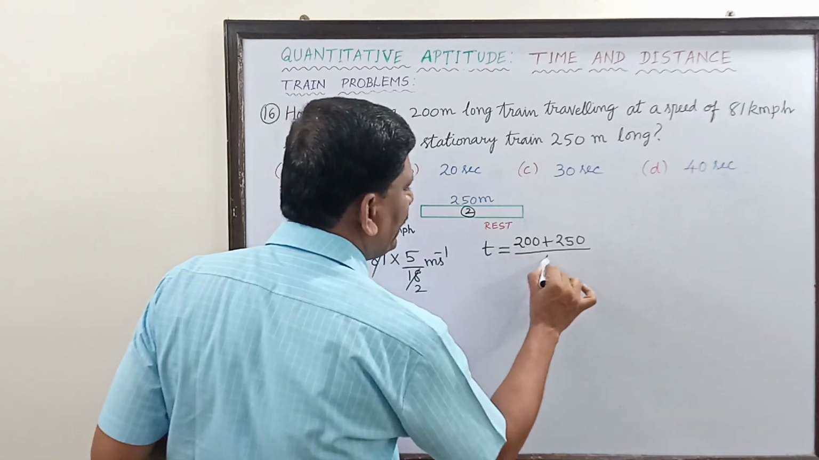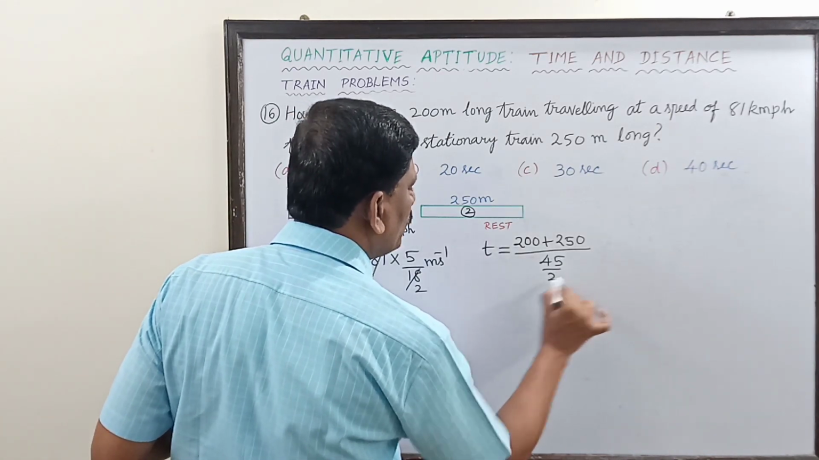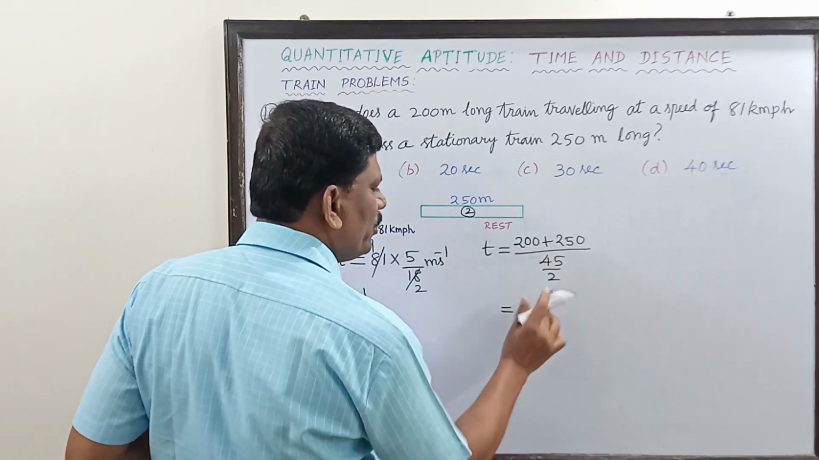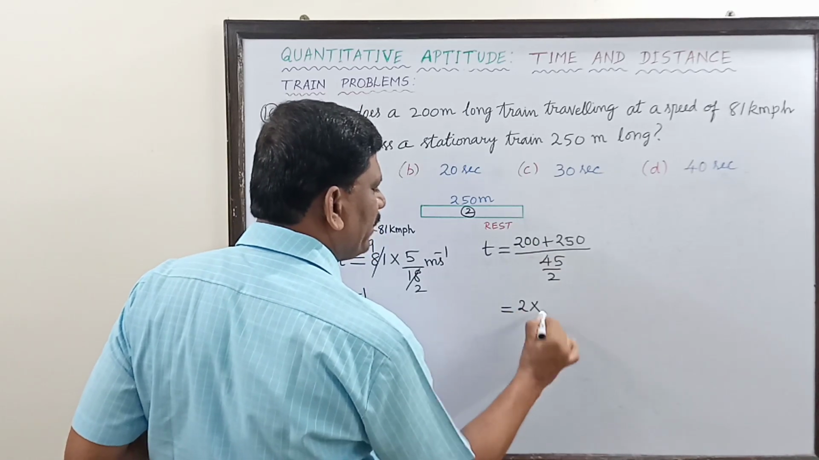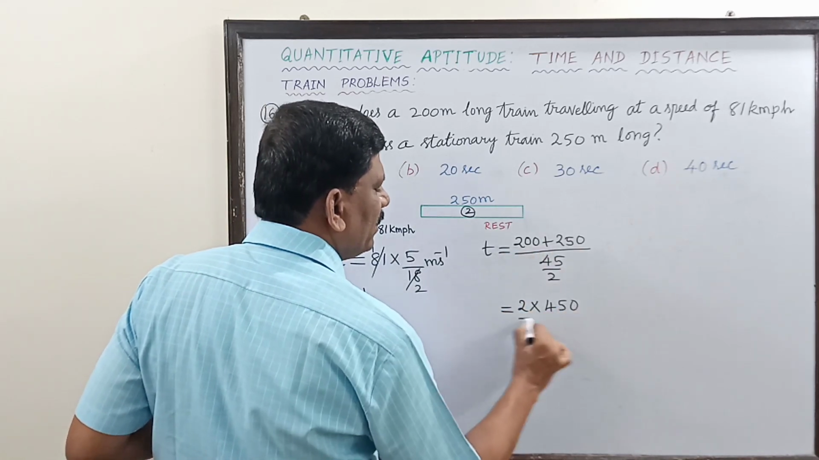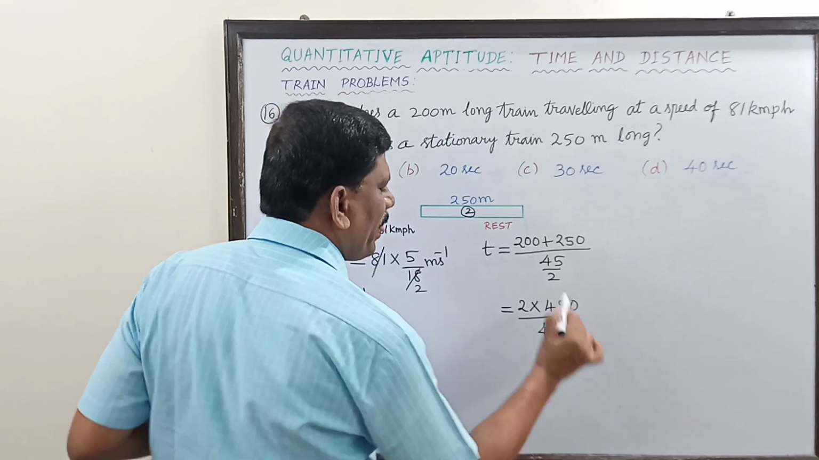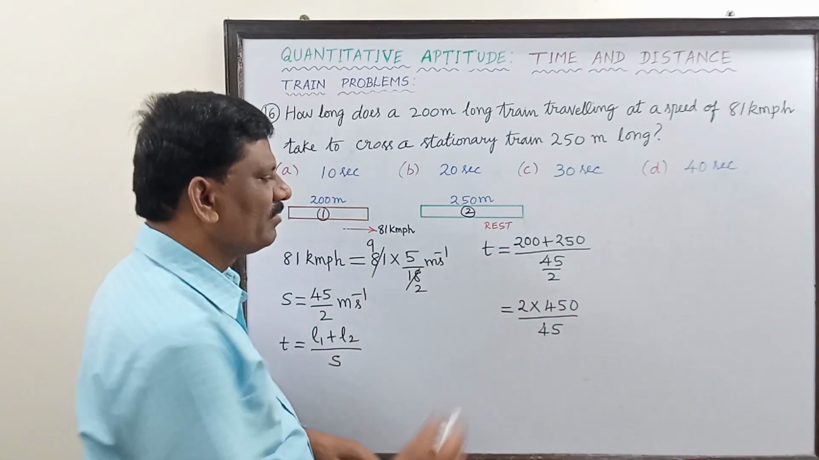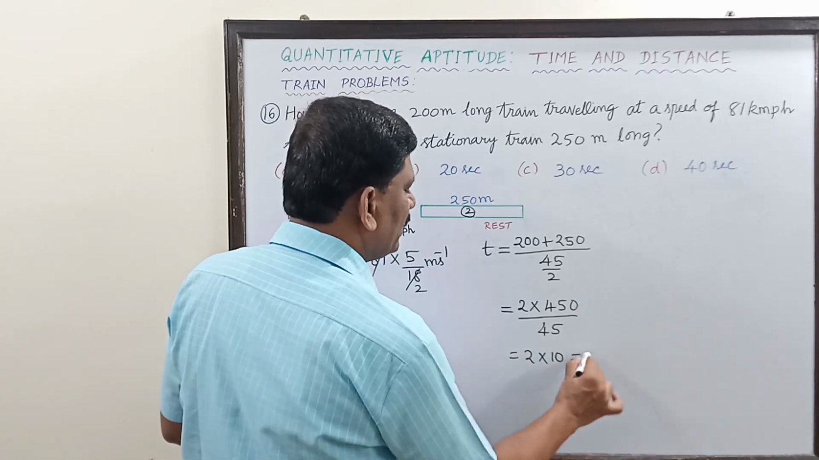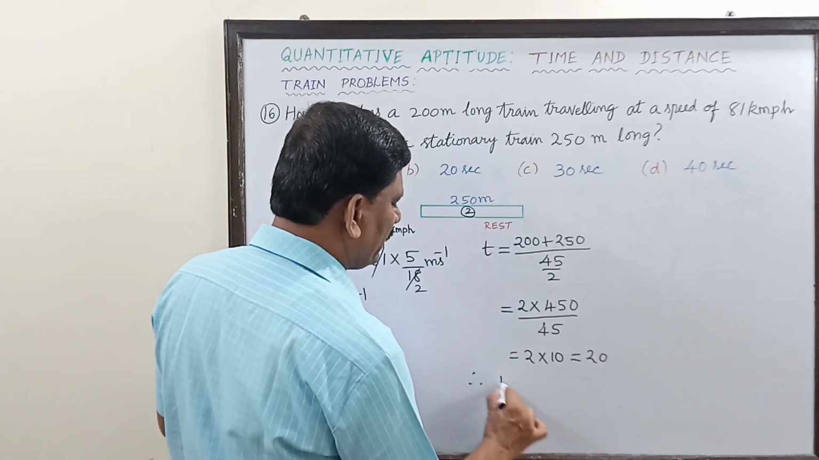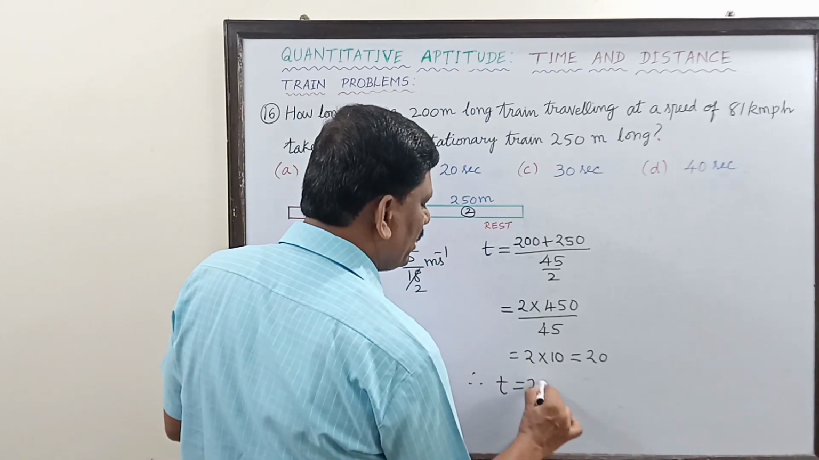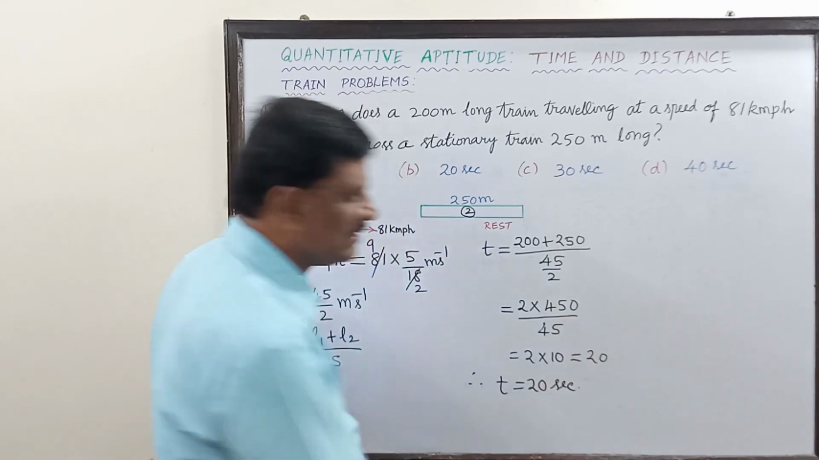Speed is 45 by 2. So we can shift this 2 to the numerator, so it becomes 2 multiplied by 200 plus 250, which is 450, divided by 45. Easily cancelling numbers, 45 tens are 450. So this is equal to 2 into 10, which is 20. Therefore the time taken to cross the stationary train is t equal to 20 seconds.